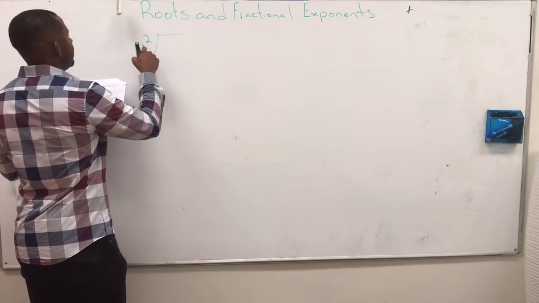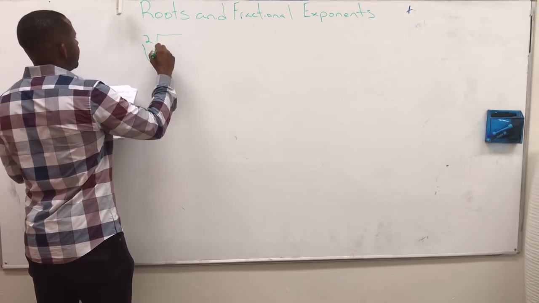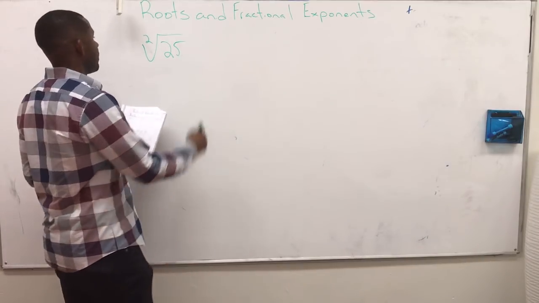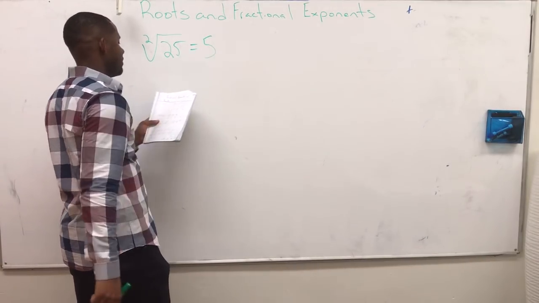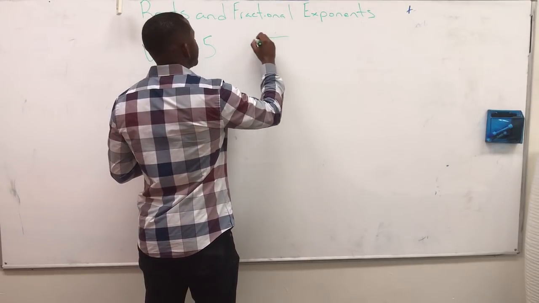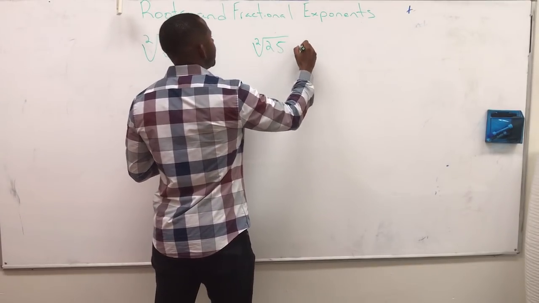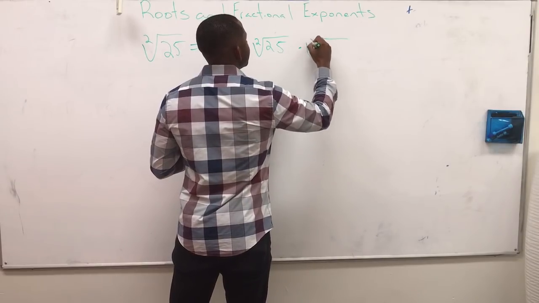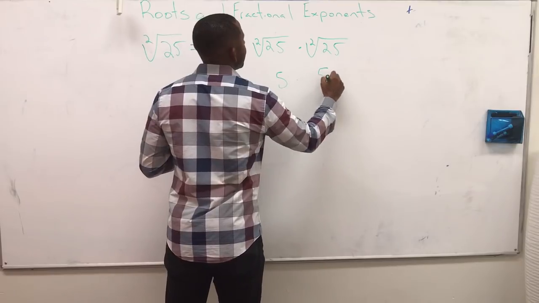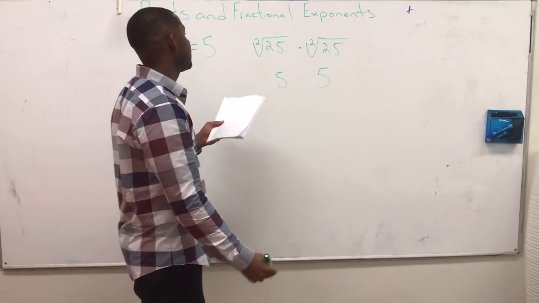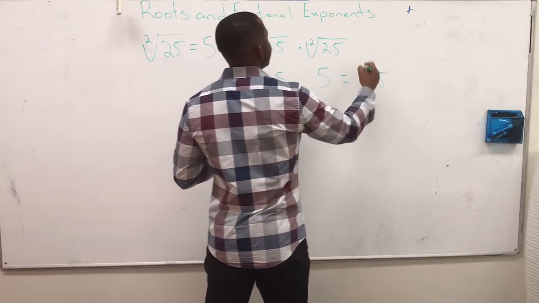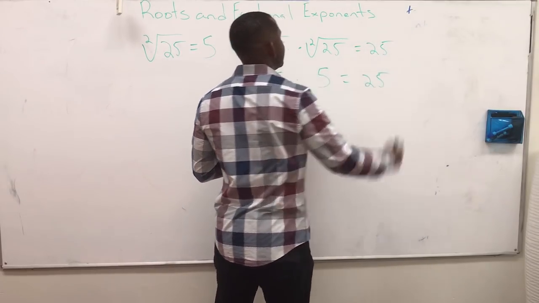So I'm gonna take the square root. What's the square root of 25? Well, you know that that is 5. Okay? All right, so if I take the square root of 25 times the square root of 25, I'm really saying 5 times 5. Hopefully that makes sense, right? And 5 times 5 is 25. So the square root of 25 times the square root of 25 is 25.